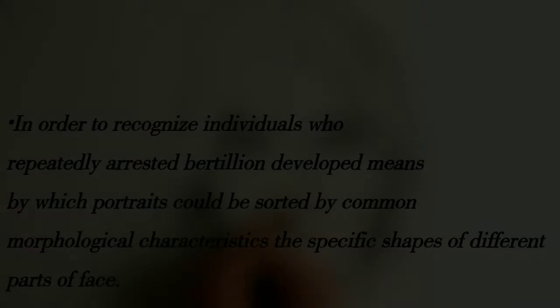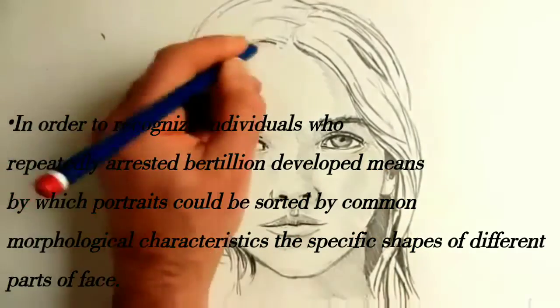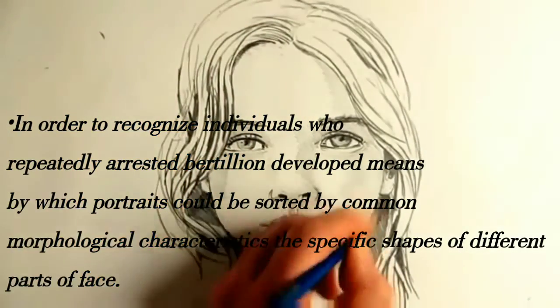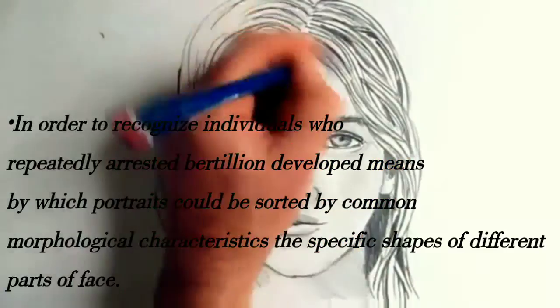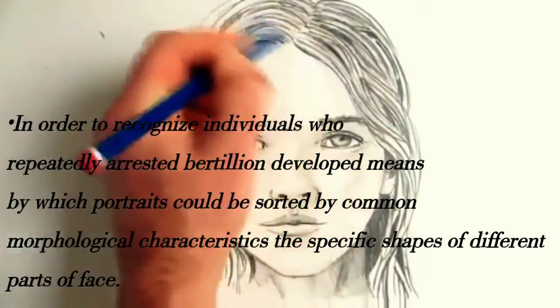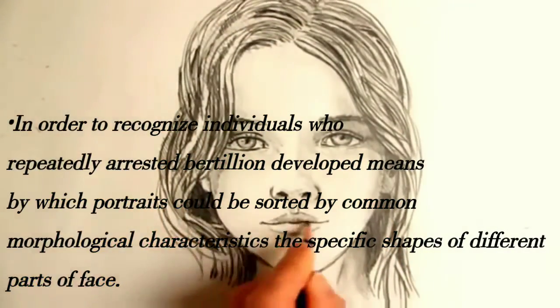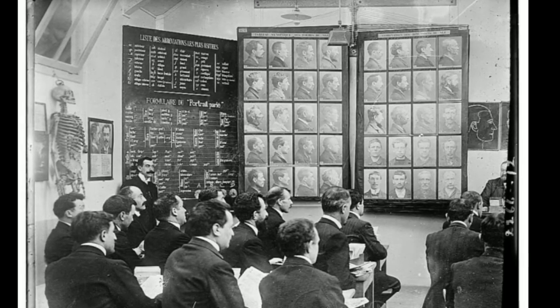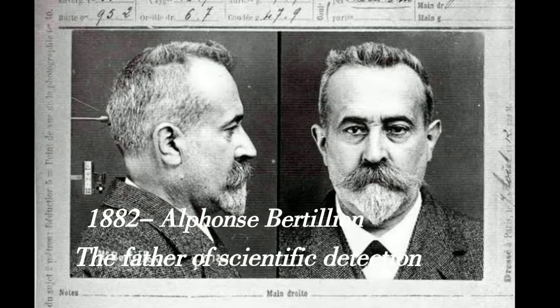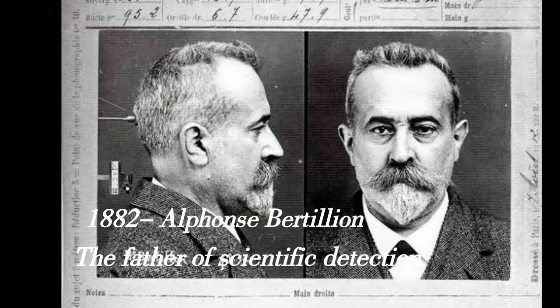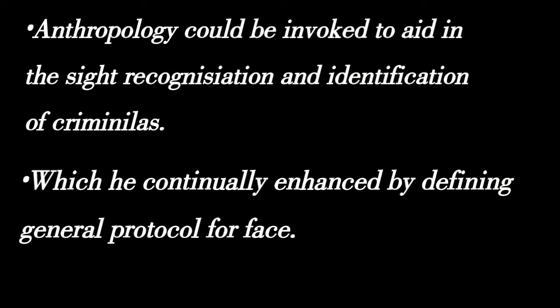In order to recognize individuals who were repeatedly arrested, Bertillon developed means by which portraits could be sorted by common morphological characteristics, the specific shapes of the different parts of the face. Individuals' prior photos could be found without having to resort to browsing large collections of portraits. In 1882, Alphonse Bertillon, also called the father of scientific detection, said that anthropology could be invoked to aid in the sight recognition and identification of criminals.